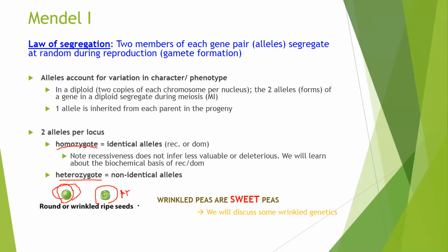Interestingly, the wrinkled seeds are much sweeter than the round ones. We're going to talk about this a little later and show some interesting biochemistry behind it. This can help you next time you go to the market. If you prefer sweeter peas, you'll know what type of seeds to choose, right?